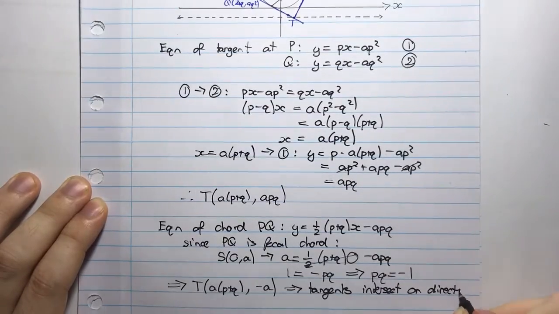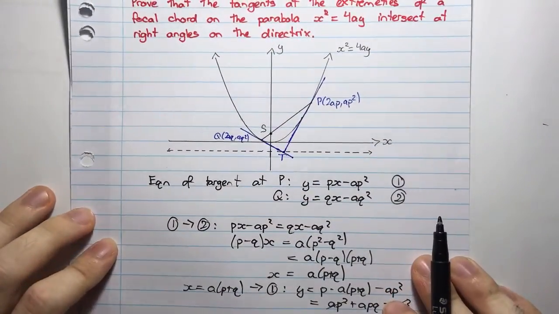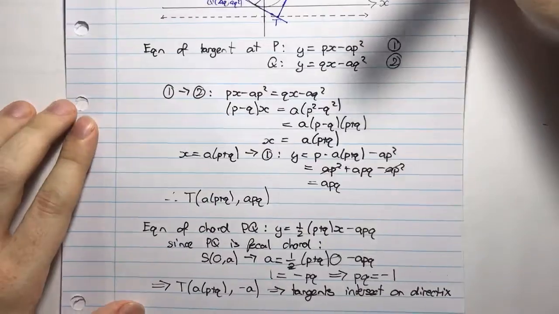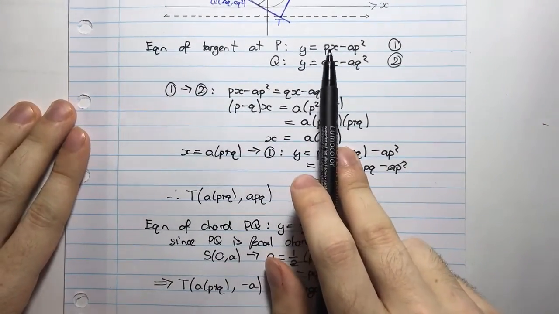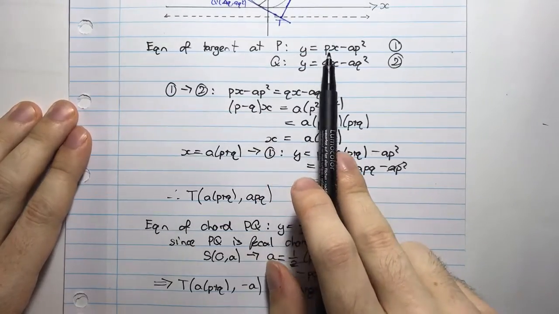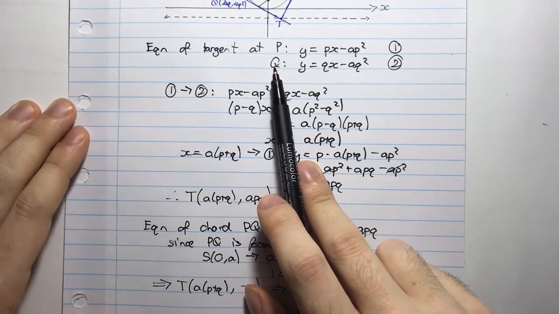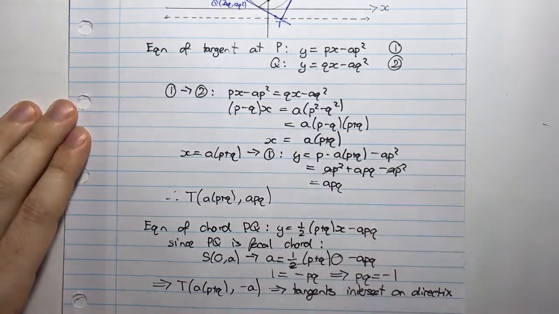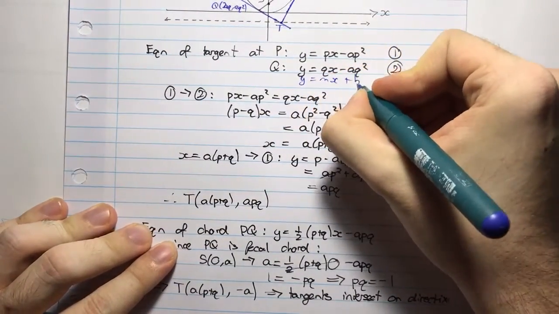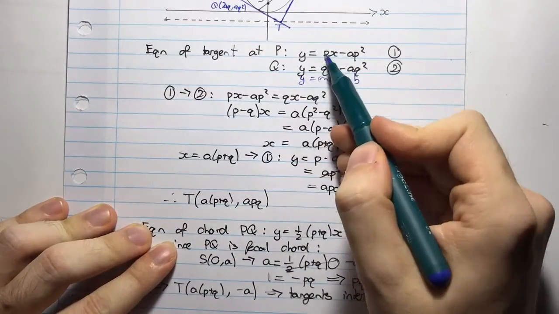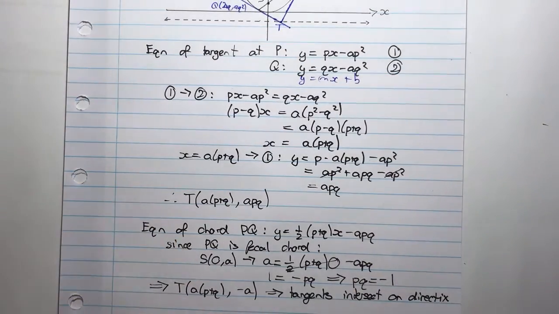But that's not the whole question. I also need to show that they intersect at right angles on the directrix. Well, let's have a look. From 1 and from 2, I can see that the gradient of the tangent at P is given by little p, and the gradient of the tangent at Q is given by little q. This is just the standard form y equals mx plus b, and so my m here is equal to p and q, respectively, for the tangents at P and Q.